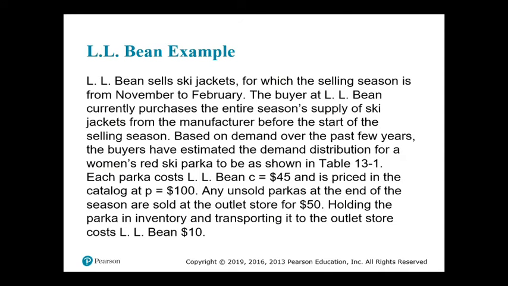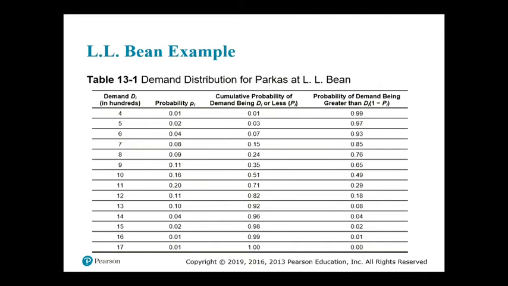So take the example of LL Bean, who sells ski jackets, for which the selling season is from November to February, and the buyer currently purchases the entire season's supply from the manufacturer before the start of the selling season. And so based on past demand, they had estimated the demand distribution, which is given in this table.